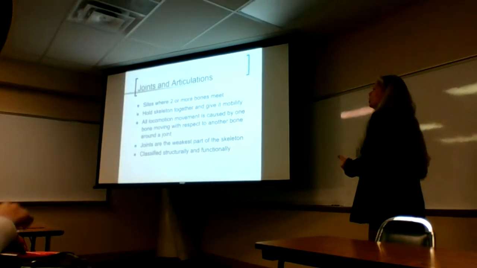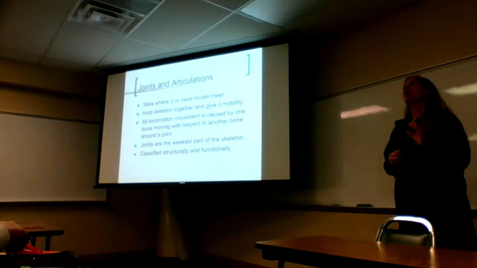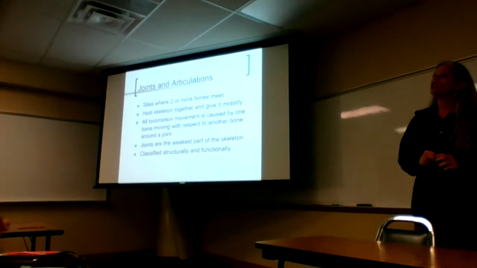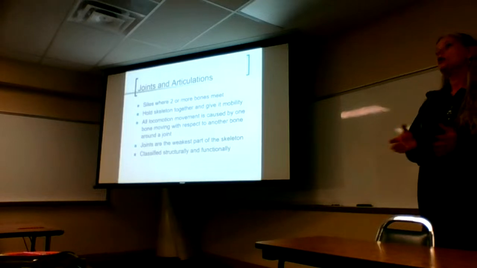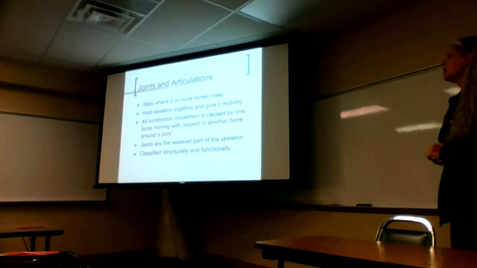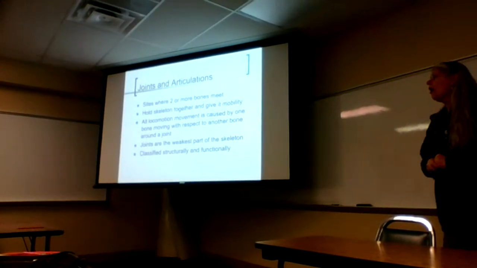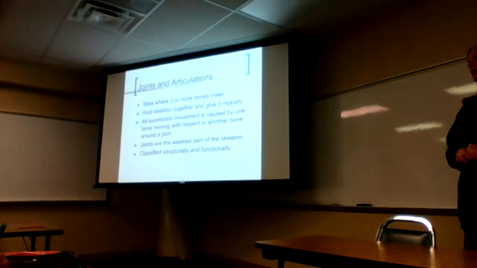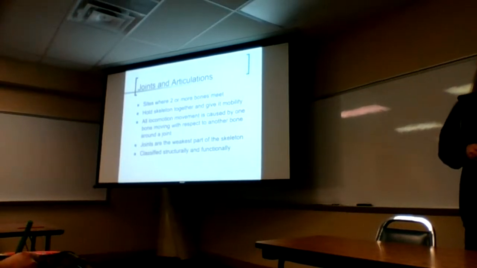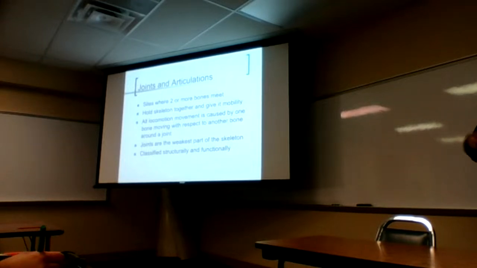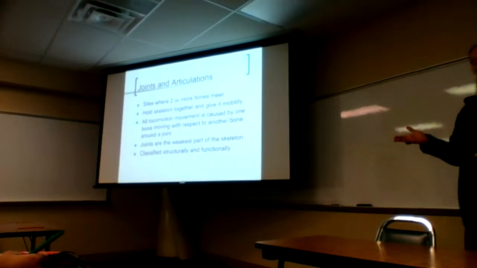All locomotion movement is caused because we have one bone moving in relationship to another bone around a joint. So that might be getting closer together, further apart, that kind of scenario. Now, joints are the weakest part of the skeleton, right? Most of us have probably jammed a finger or sprained an ankle or something along those lines, but fewer of us have actually broken a bone. So they're going to be our weak points. We have more issues with the joint tissues than we do with the bone tissues.